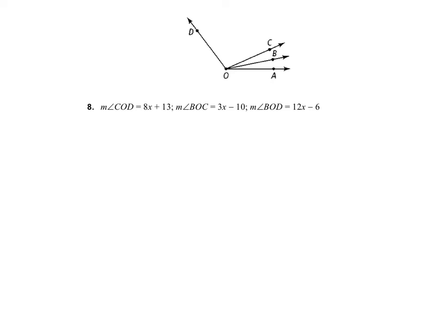Okay, so again, I'm going to mark the angle. So angle COD, COD is this big angle right here. Angle BOC is this one right here. And BOD is this one right here. Right? So that means that I have angle COD plus the measurement of angle BOC equals the measurement of angle BOD.